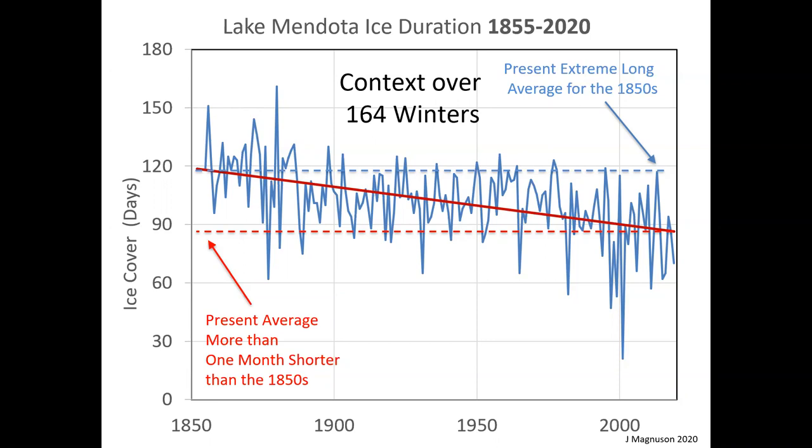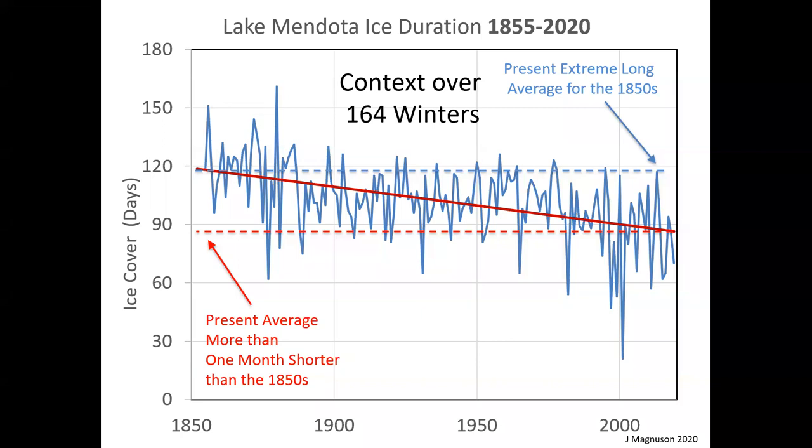If you look at the red line, it's the same issue, but it goes the other way. If you look at the average date on the far right and follow the dashed line to the left, you say that is considerably below what the average date was in the 1850s. So we've had a significant change in ice cover on this particular lake over the last 150 some years.